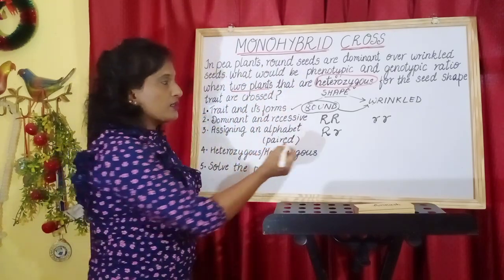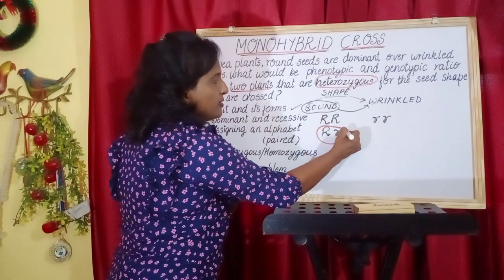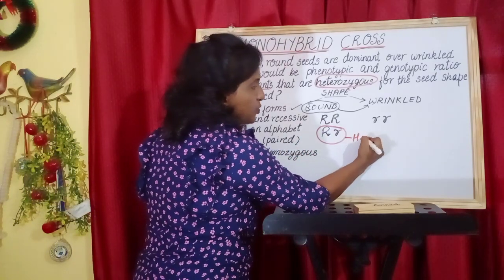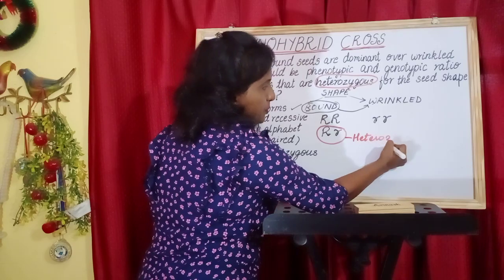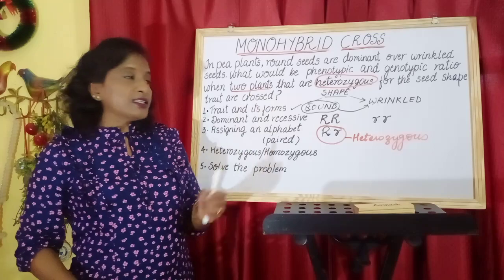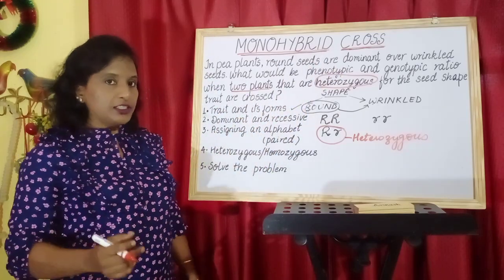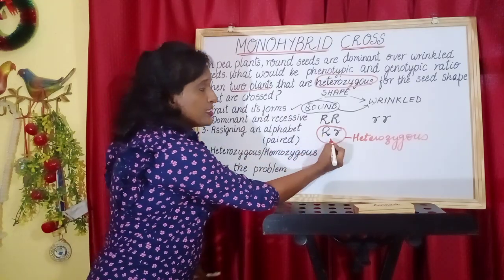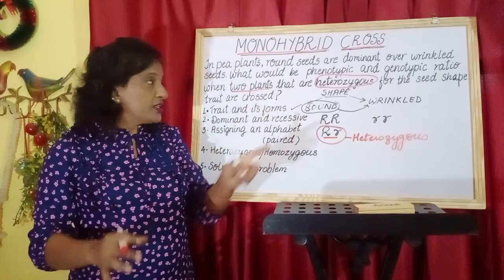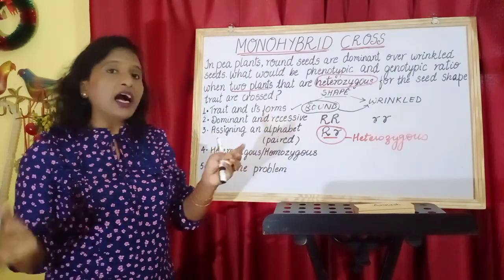So which pair of alleles will we take? We will take capital R, small r. Why? Because it is heterozygous. It is a heterozygous trait, meant for that particular characteristic. Since it is hybrid, we also call it hybrid. So that means two plants that are hybrid or heterozygous for the trait seed shape are crossed.